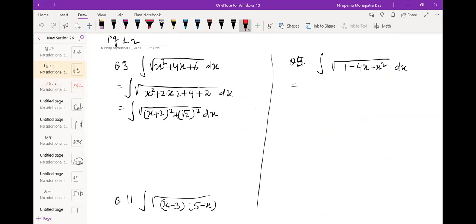The next question you see, question number 3 of NCERT book. So it is square root of x square plus 4x plus 6. So it means you have square root of quadratic expression. Okay. So what you have to do, like we have earlier done in exercise 7.4, whenever you have quadratic, you have to make it perfect square.